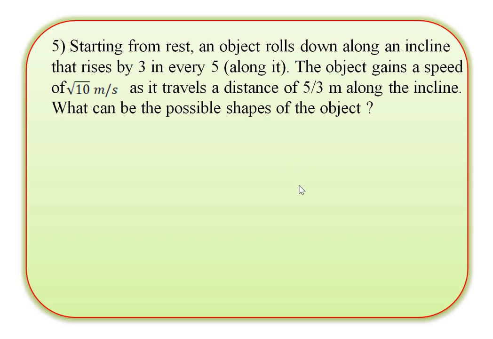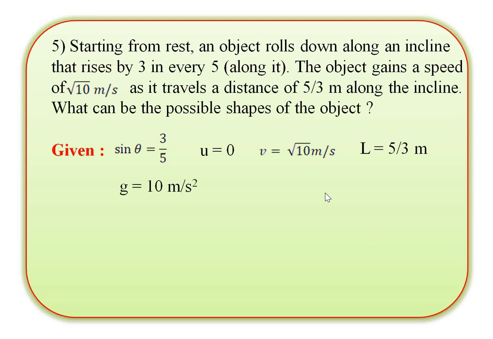First we see the given data. Here in the problem, sin θ is equal to 3/5. Initial velocity u is equal to 0. V is given as √10 meter per second, and L is equal to 5/3 meter. Acceleration due to gravity has the value 10 meter per second squared. So let's see the solution for this.